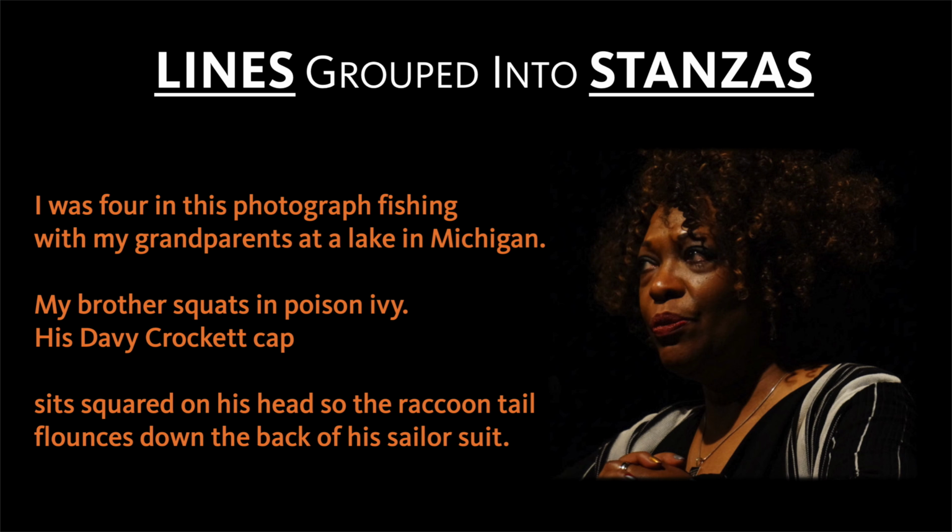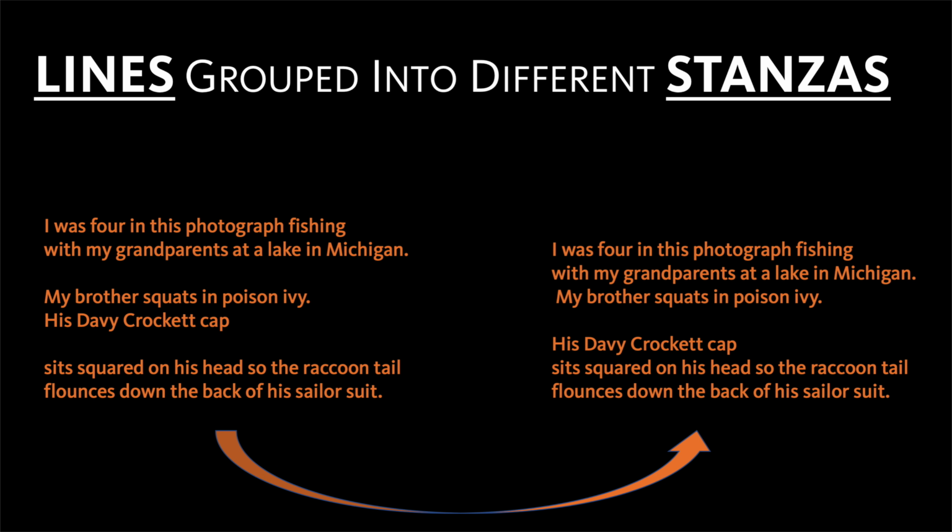When a poet groups those lines into separate units and separates them from the other groups of lines, we call those groups of lines, those clusters of lines, those bunches of lines, stanzas. And that looks like this. Or like this. On one side, the stanzas are divided into groupings of 2. On the other side, you can see the groupings are in 3.